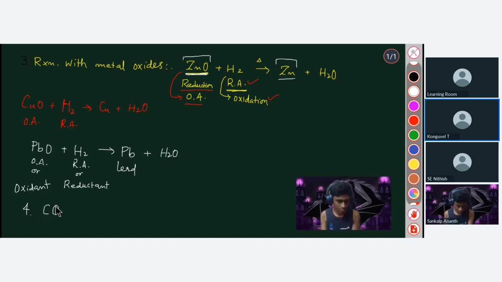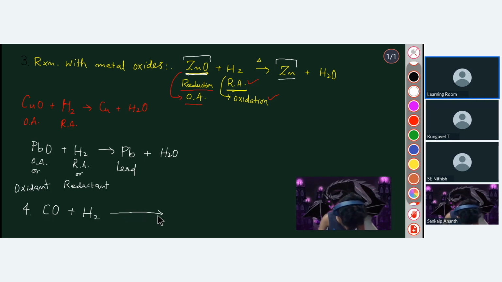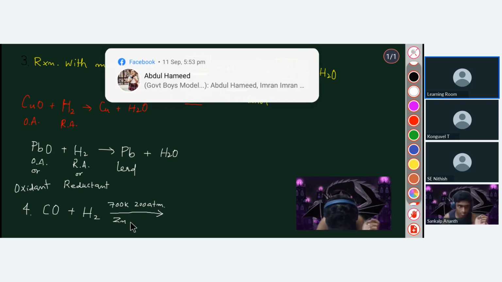Carbon monoxide, if it reacts with hydrogen, there are certain conditions which I will write here. Number one is high temperature, that is 700 Kelvin, and high pressure. Carbon monoxide plus H2. Only carbon monoxide or any monoxide? It's only carbon monoxide. So can you tell me what will be the product here? Carbon plus water?